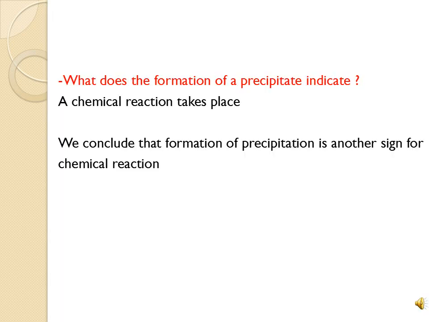What does the formation of a precipitate indicate? Why is there a precipitate? What happened here? A chemical reaction takes place, because I had no sediments before and now I have sediments, which means a new substance is formed. It is a chemical transformation, so there is a chemical reaction. So we conclude that the formation of a precipitate, the solid that settles at the bottom of the beaker, is another sign of a chemical reaction.